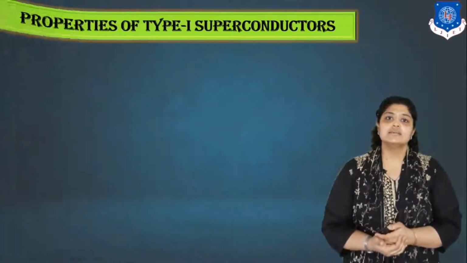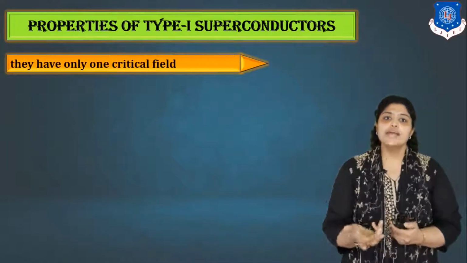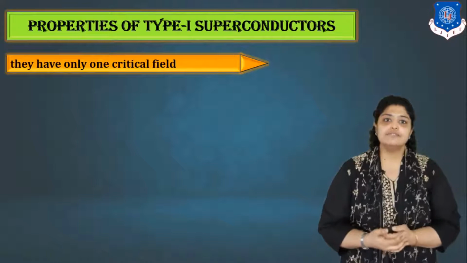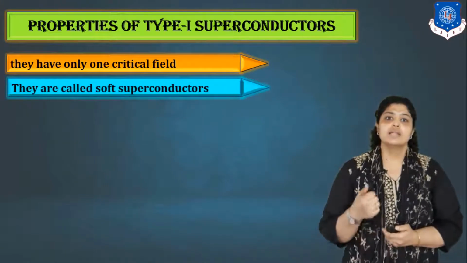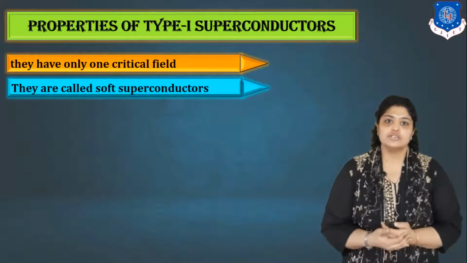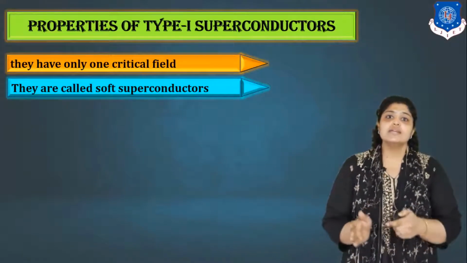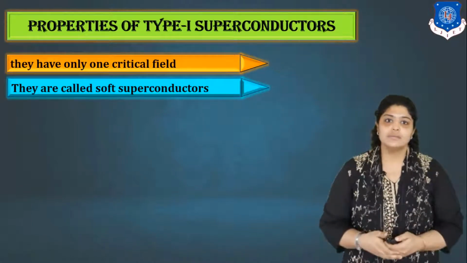Let us discuss some properties of type 1 superconductor. They are called type 1 because they have only one critical field value. They are called soft superconductors. Why soft? They are not soft to touch. They are called soft superconductors because their superconducting state can be destroyed easily.